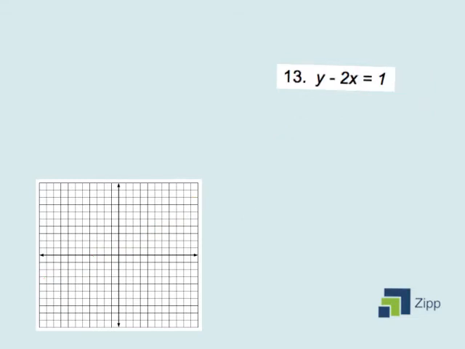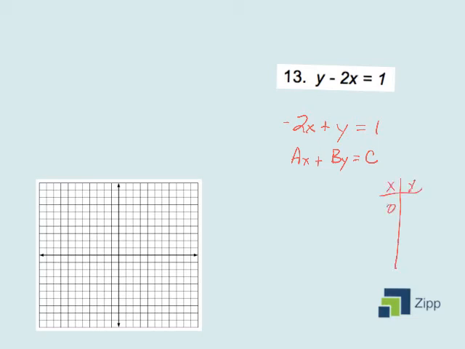This one again is a little different. It's actually in standard form. If we turn it around and write it as negative 2x plus y equals 1, that looks in the form of something times x plus something times y equals something else. So that's standard form. I'll use my t-table with my intercepts.